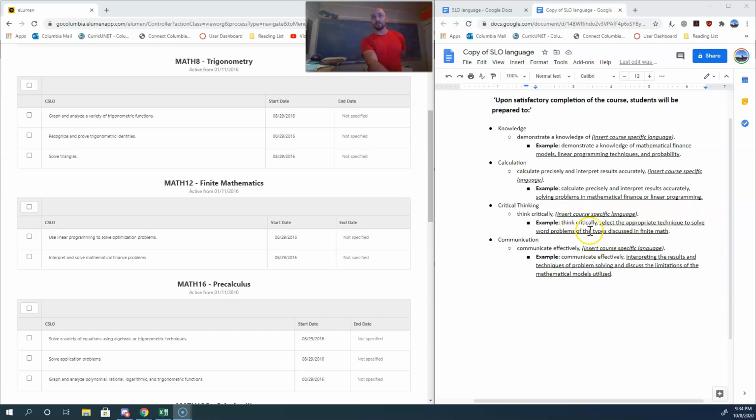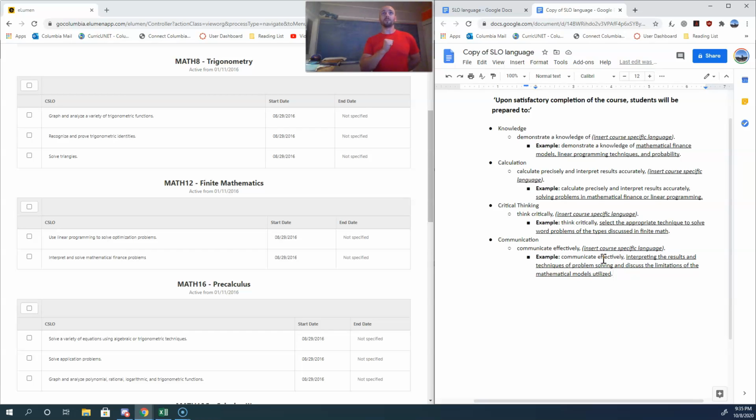And for think critically, I have think critically, select the appropriate technique to solve word problems of the types discussed in finite math. To be honest, I'm not real happy with this, of the types discussed in finite math. I probably need to clear that with the other discipline faculty before I use such a kind of silly phrase. And then I'm actually pretty happy with communicate effectively, interpreting the results and techniques of problem solving, and discuss the limitations of mathematical models utilized.